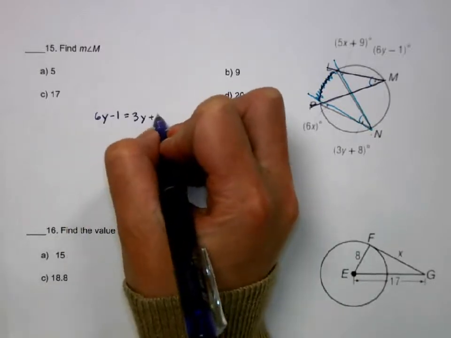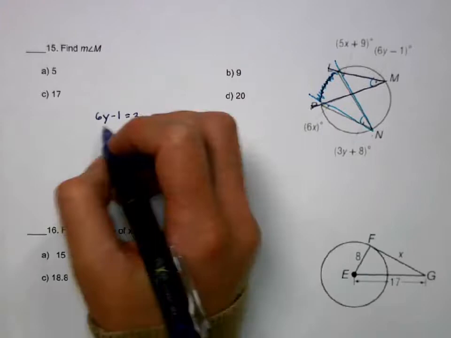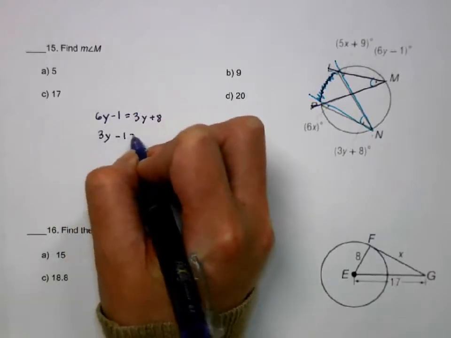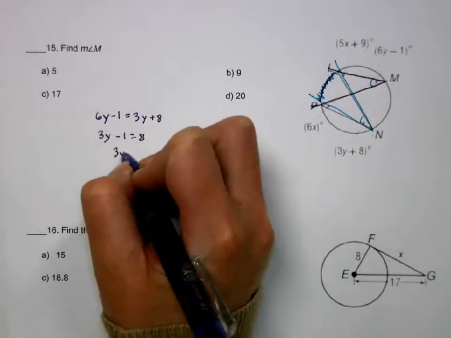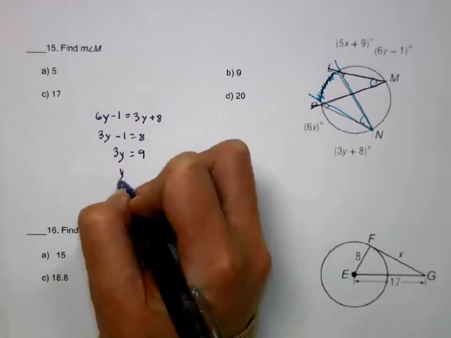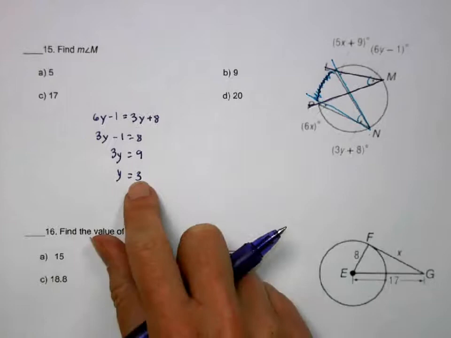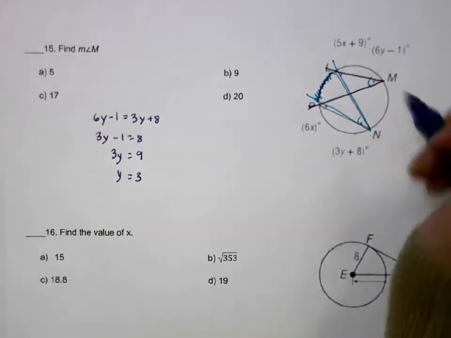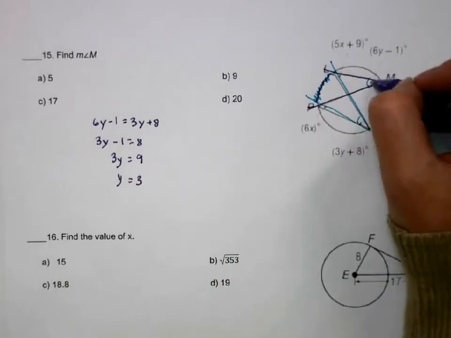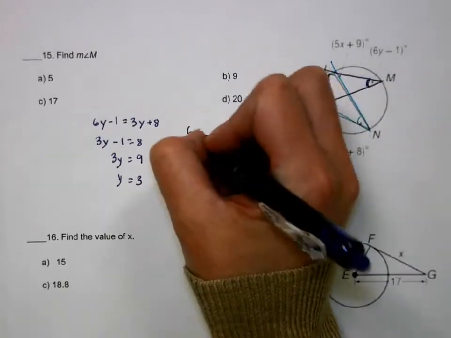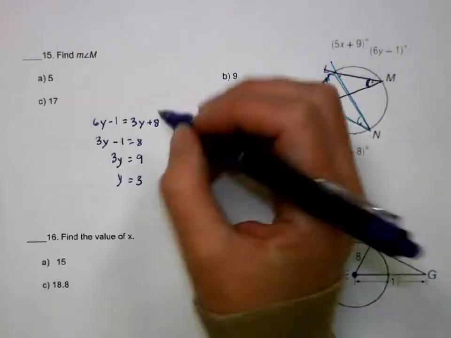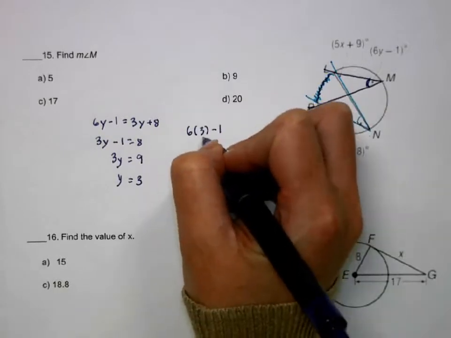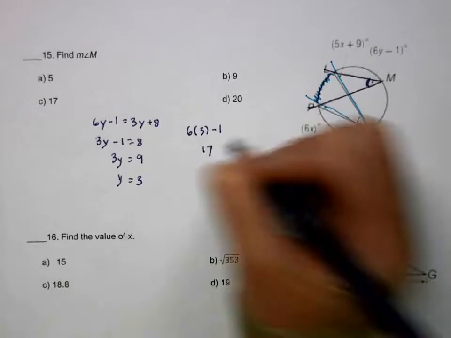And then solve for y. So we'll subtract 3y, so we'll have 3y minus 1 equals 8, add 1, and get 9. So y is 3. Be careful, because 3 could easily have been a distractor, and you might think you're done here. But we're not, because we want to find m. Okay, so I'm going to take that 3 and plug it in. So 6 times 3 is 18 minus 1 gives us a value of 17.